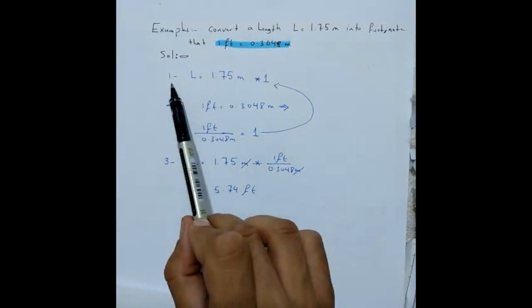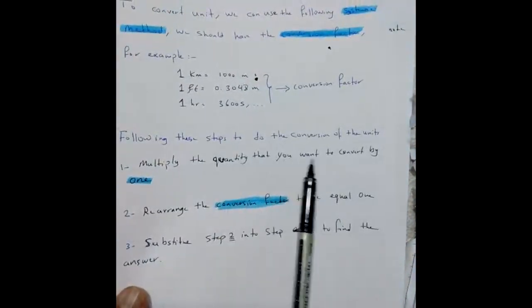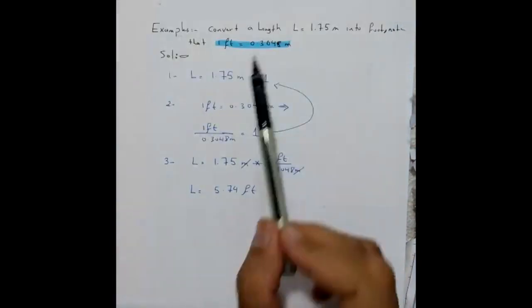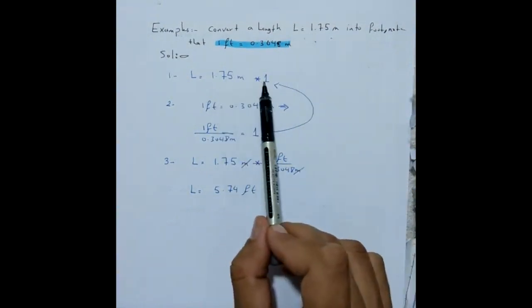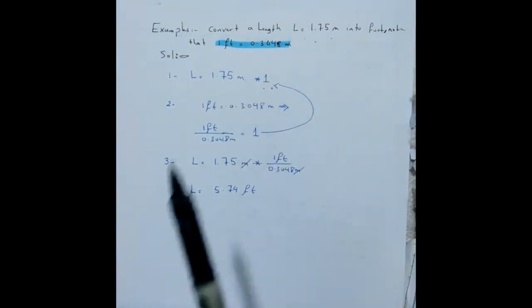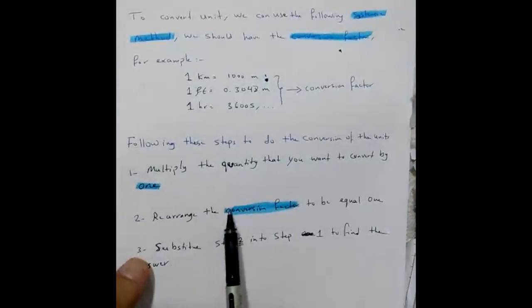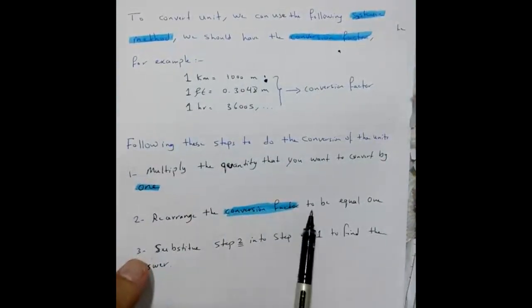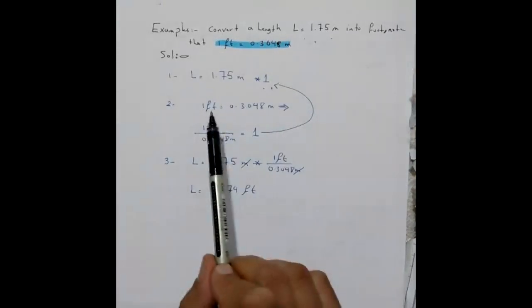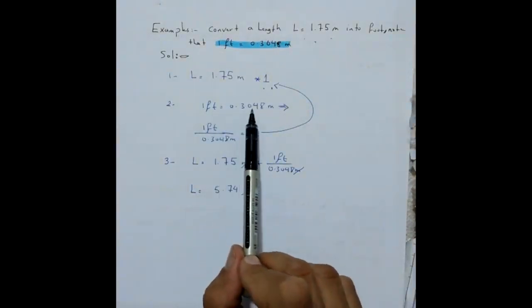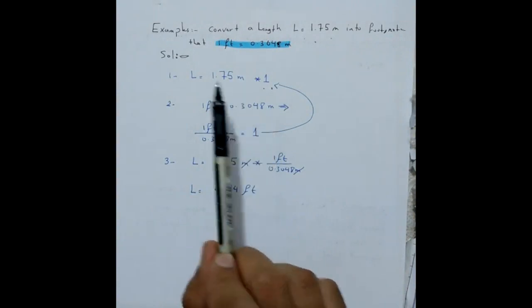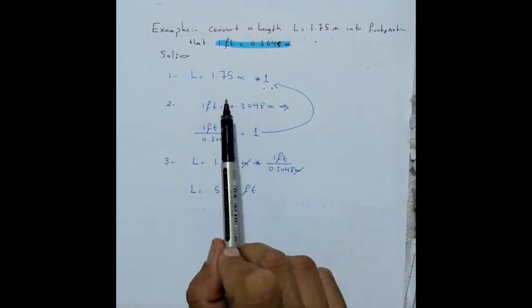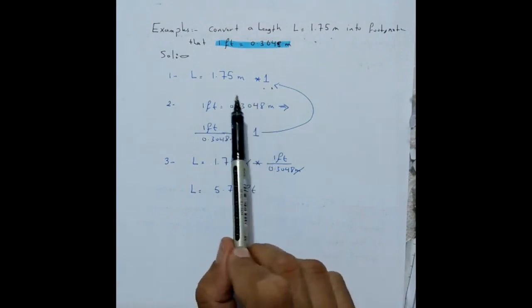So start from the first one. The first step said multiply the quantity that you want to convert by 1. So I will convert this quantity, and I will multiply it by 1. The second step is rearrange the conversion factor to be equal to 1. The conversion factor here is 1 foot equals 0.3048 meter. Listen to me here, guys. You should transfer it to be equal to 1. How can I do this?